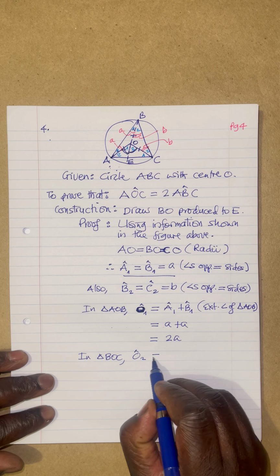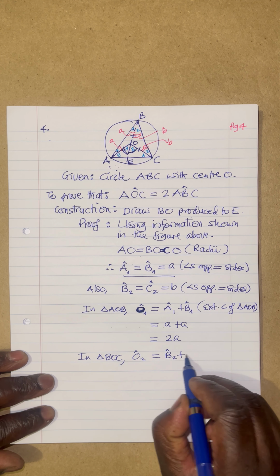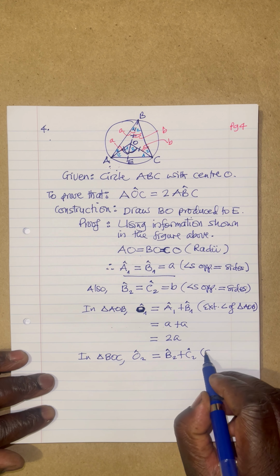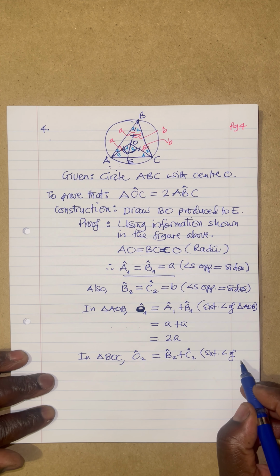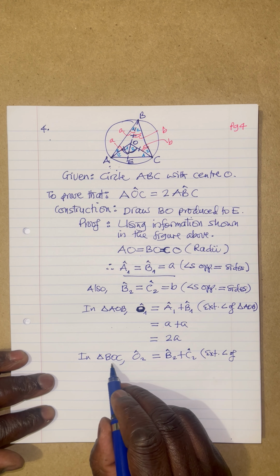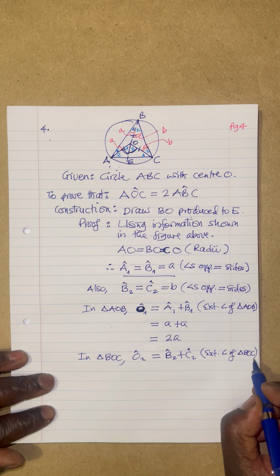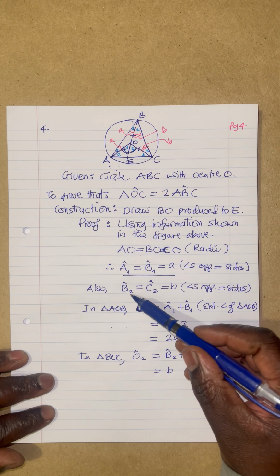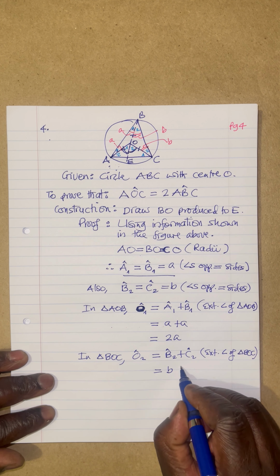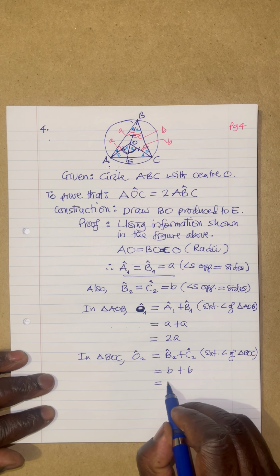O2 is actually equal to B2 plus C2. Same reason, exterior angle of a triangle, but in this case we are talking about triangle BOC. What is B2? Well, you can see that it's small letter b. B2 equals C2 equals small letter b. Adding these two up, the answer is twice b.